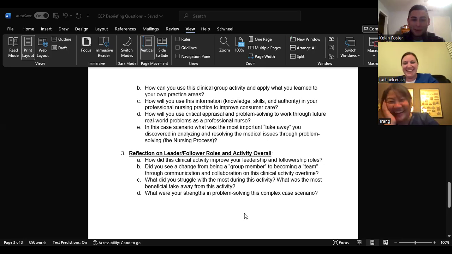Wonderful. Like Trang said, on D, what were the strengths in problem solving this complex case? Trang showed her strength in problem solving in this complex case scenario. As far as my answer for D, what were your strengths? I think all three of us could say that we immediately realized what went wrong, how it could have been changed, and how these things can be prevented. So I think that was our strength, at least for me. Would you agree, Rachel? Yeah, I agree.